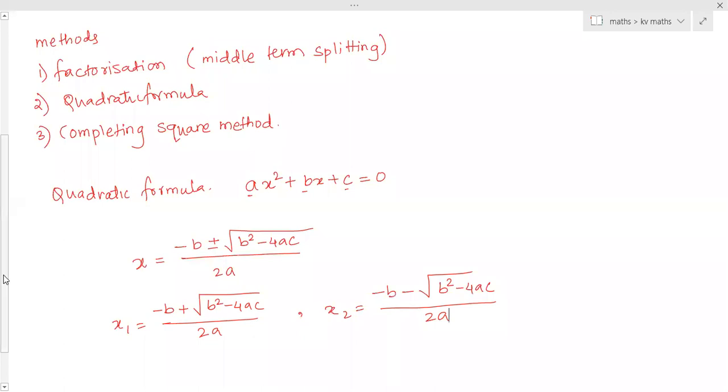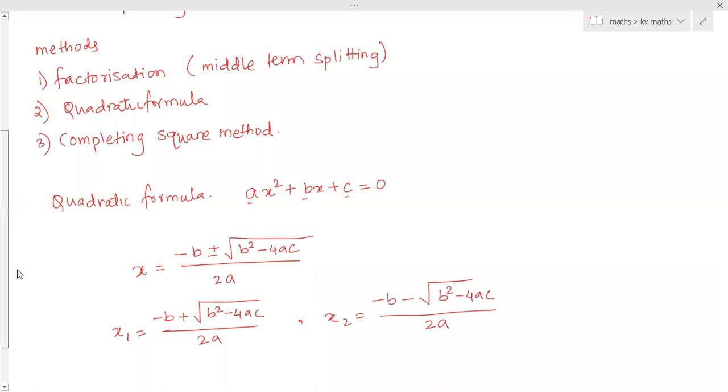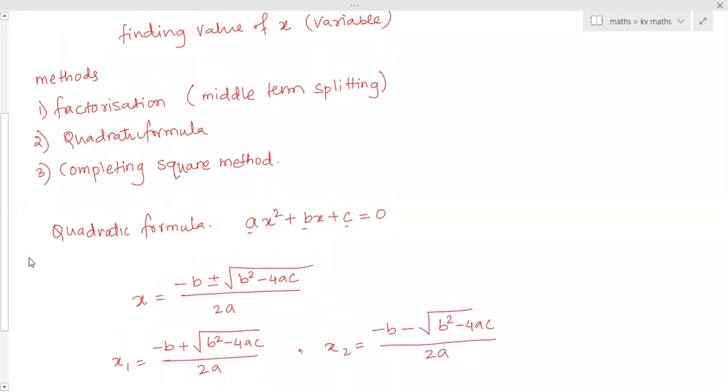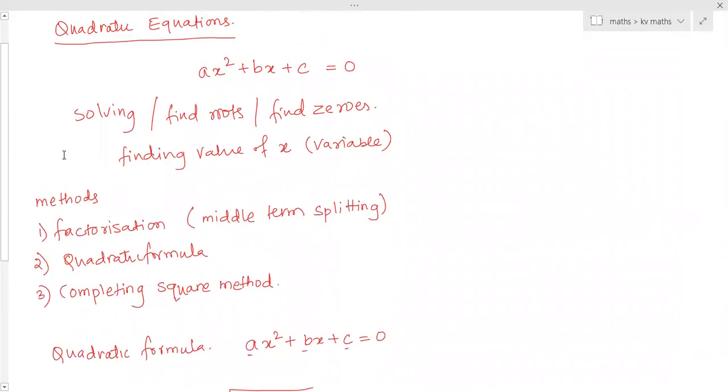Now how to solve this? First write down this, then we will go through solving questions to find the roots with the quadratic formula. One by one, either factorization or quadratic formula we will use to solve these equations. So write down this part.